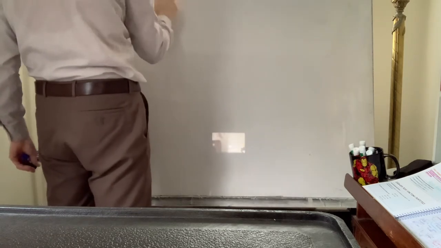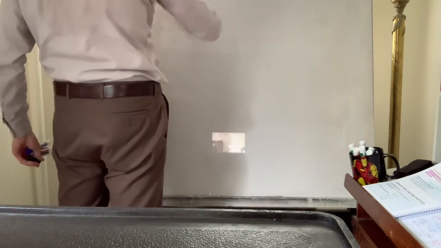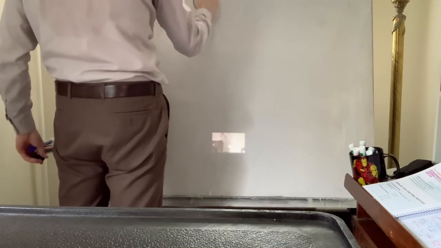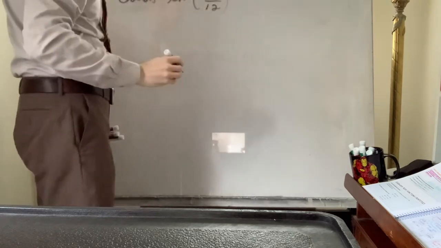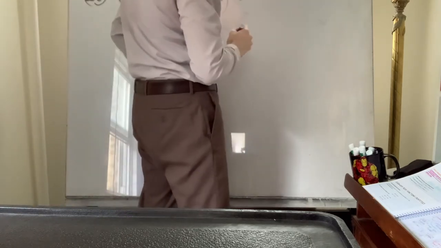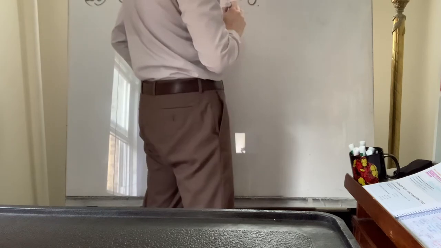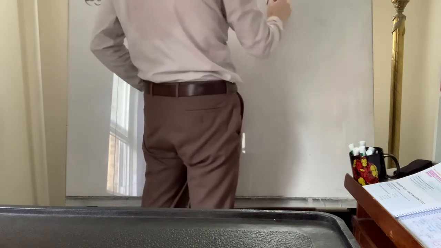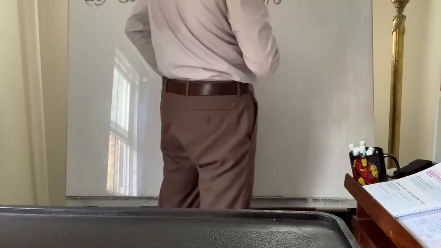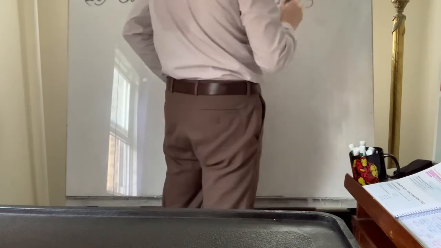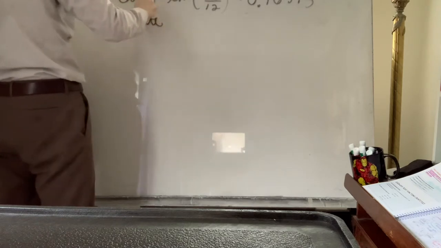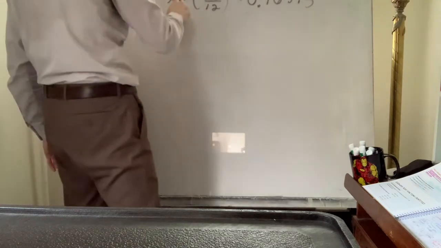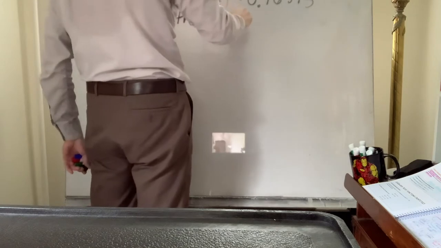Suppose that you are given sine of 5 pi over 12 is about equal to this decimal. This would have to be rounded because it stretches well beyond these four digits. And you are asked to write the inverse, given this information.